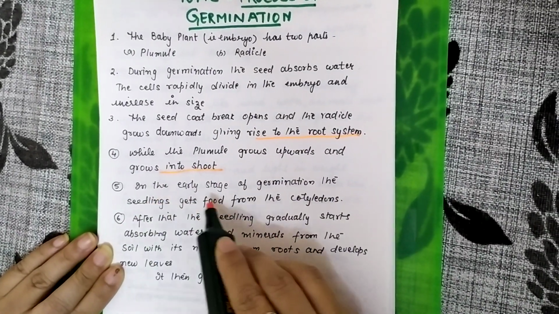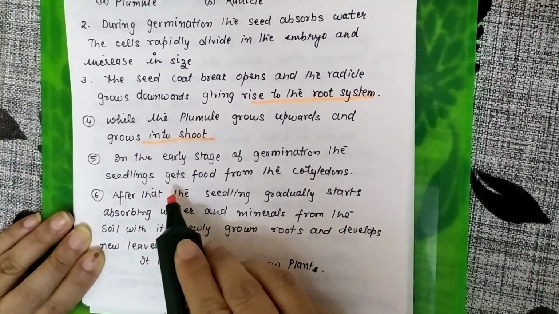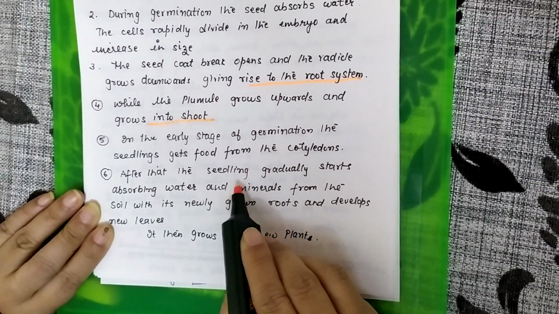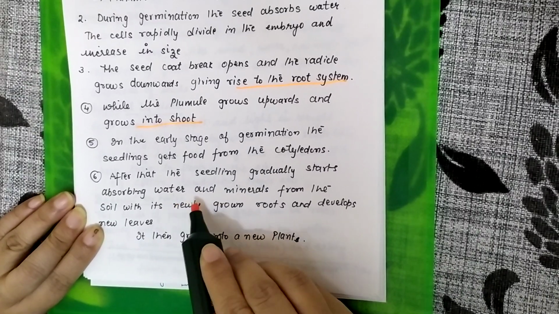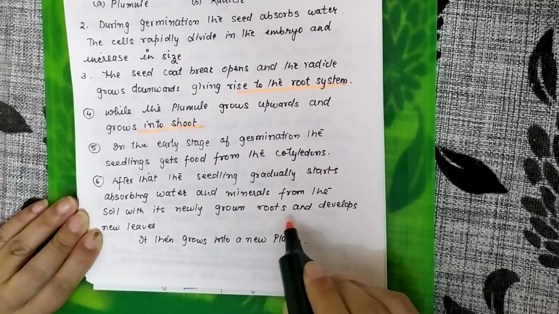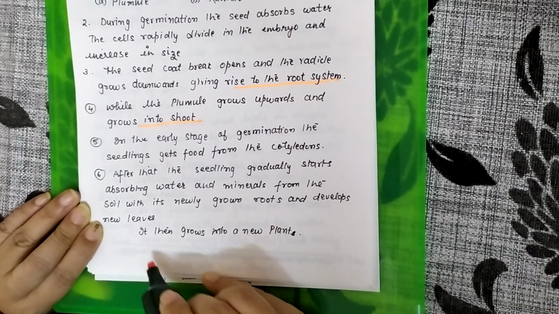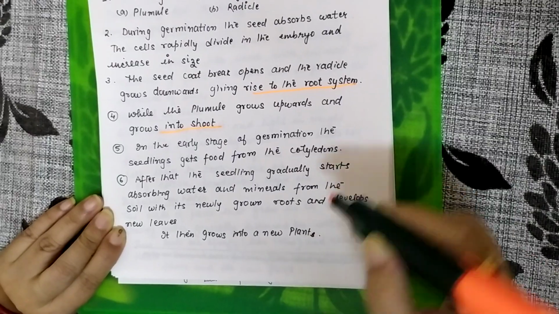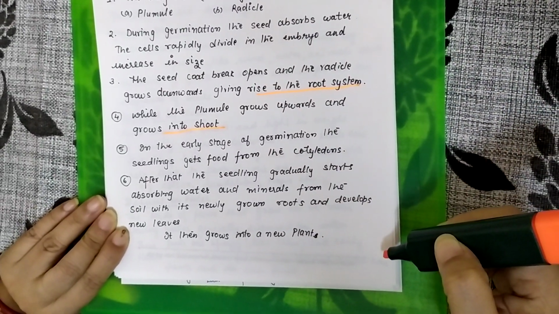In the early stage of germination, the seedling gets food from the cotyledon. After that, the seedling gradually starts absorbing water and minerals from the soil with its newly grown roots and develops new leaves. It then grows into a baby plant. So this is the whole process of germination.